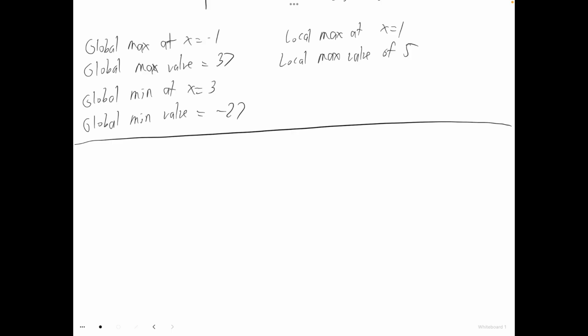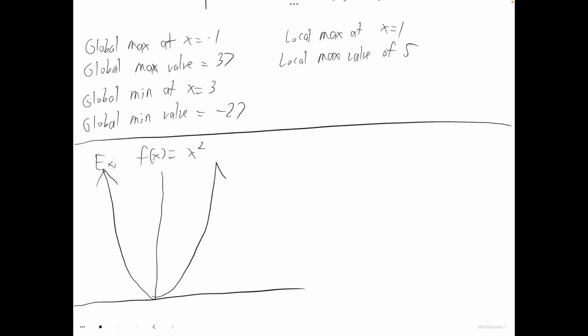Now, not all functions necessarily have local minimums and maximums. So for instance, if we look at the graph of f of x equals x squared, its graph looks like the following. Now this function clearly has a global and local min at 0 with a value of 0, but it doesn't have any local maximums or global maximums. It's only got that minimum. So you may not have both. You may only have maximums or only have minimums.